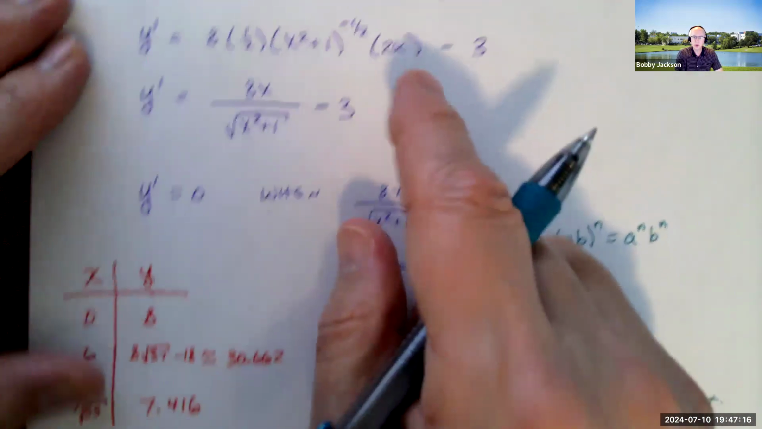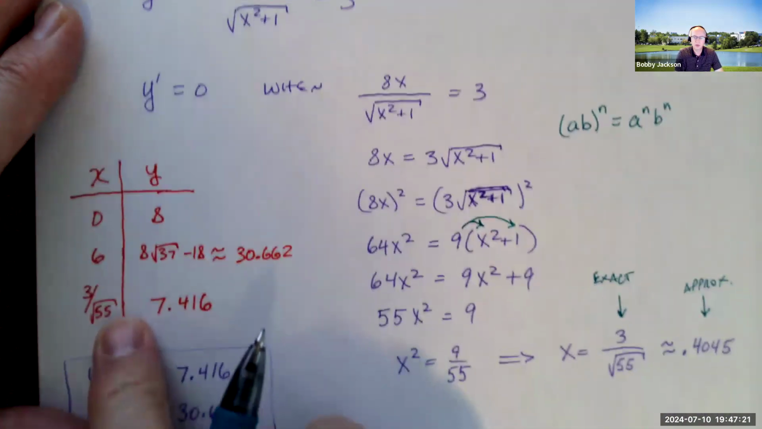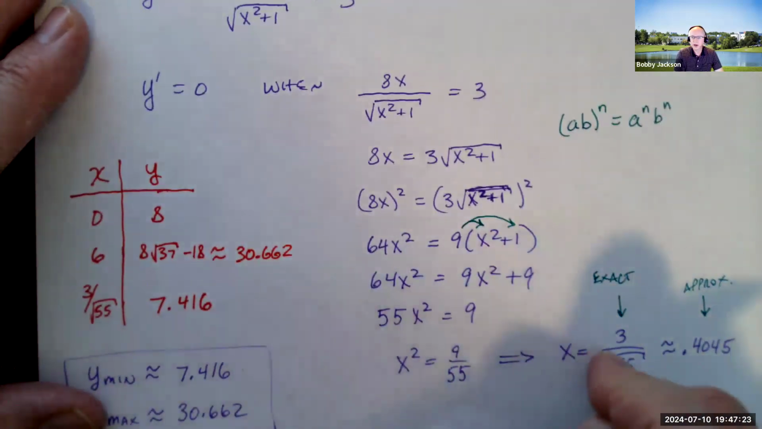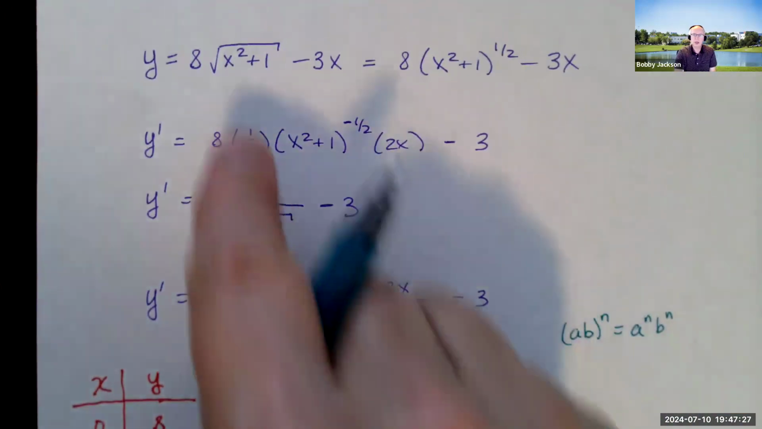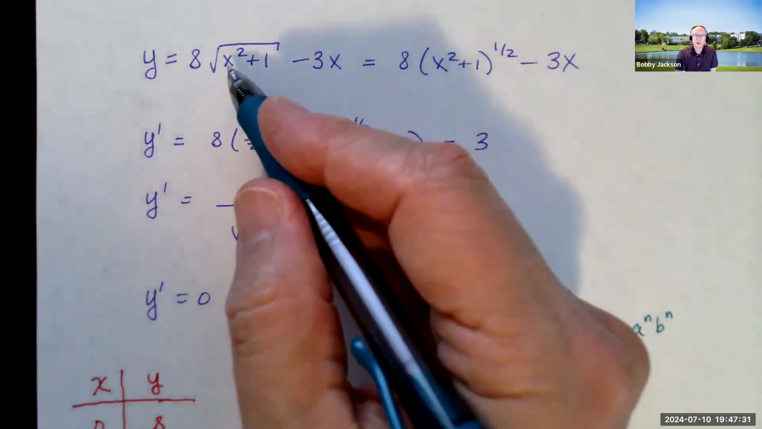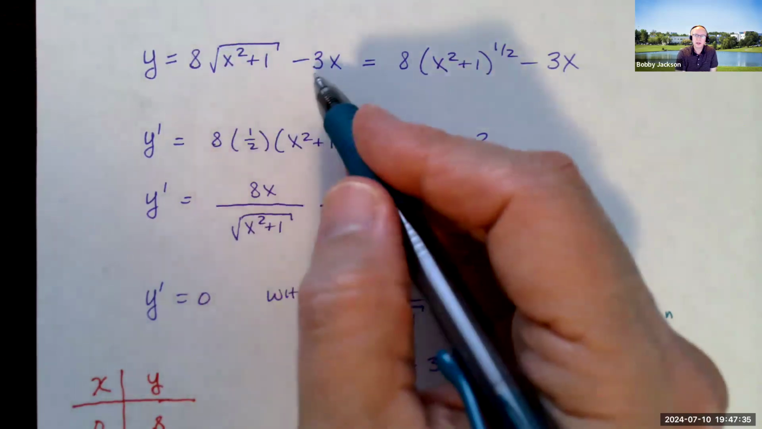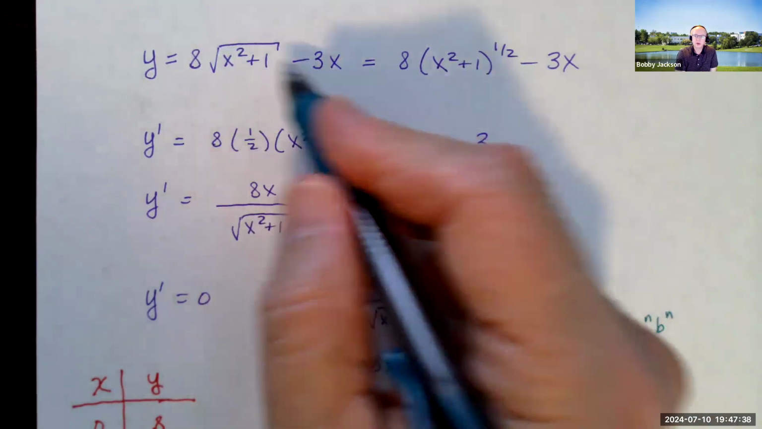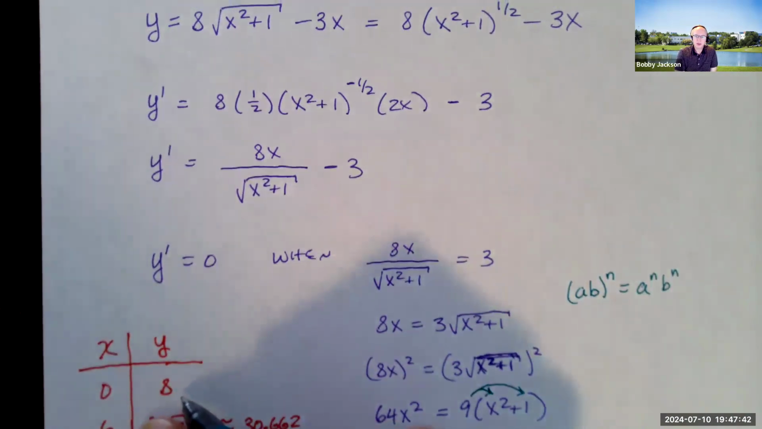I only have one critical point, so I list my endpoints. Remember, they were 0 and 6, and there's my critical point, 3 divided by the square root of 55. And then I just want to evaluate, right? If I plug in 0, it's pretty easy to see what I get. 0 squared is 0, plus 1 is 1, square root of 1 is 1. I just get 8 times 1, this is 8. 3 times 0 is 0, I get 8 minus 0. So notice I get 8. I can do that by myself, without a calculator.